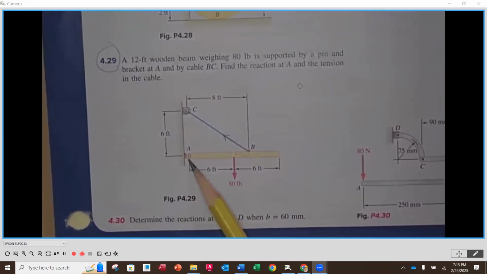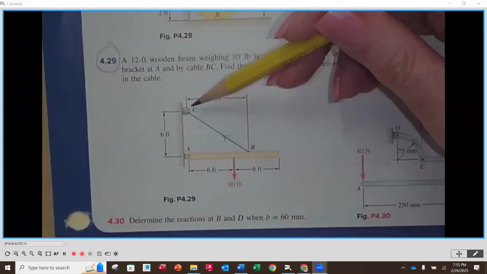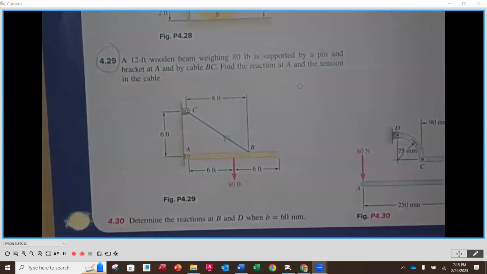It's supported by a pin at A, and it has a cable from B to C. They want us to find the reaction at A and the tension in the cable.